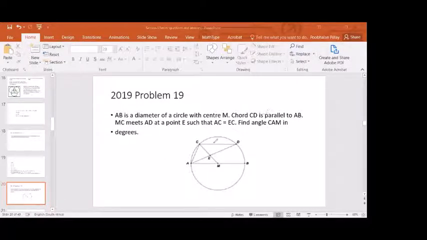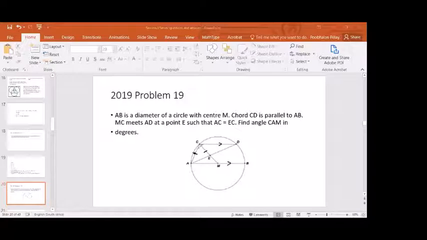Chord CD, this is a chord. A chord is a line that joins 2 points of the circumference. So CD is a chord, but it's parallel to AB. So this information is not listed here. It's parallel to this, right? And then AC equals EC. So from C, AC equals CE. These two are equal.